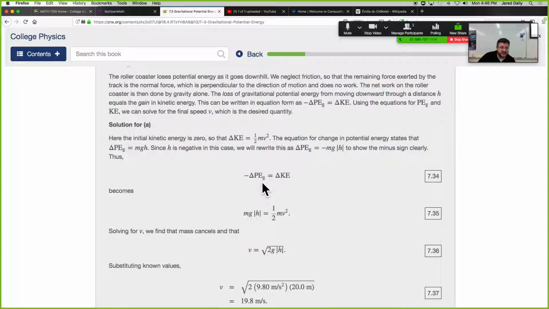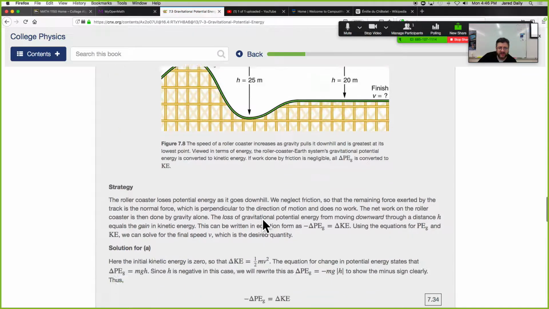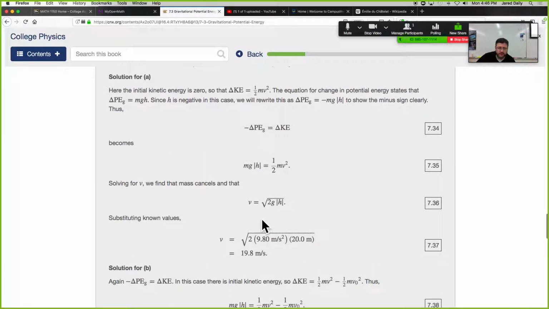And our initial energy, our potential energy, is what it is at the top of the hill, which is mg times the height of 20 meters. That equals 1/2 the mass times velocity squared. We're going to solve this equation for velocity. We get the square root of 2 times g times h. Plug it all in, get 19.8 meters per second in the end.